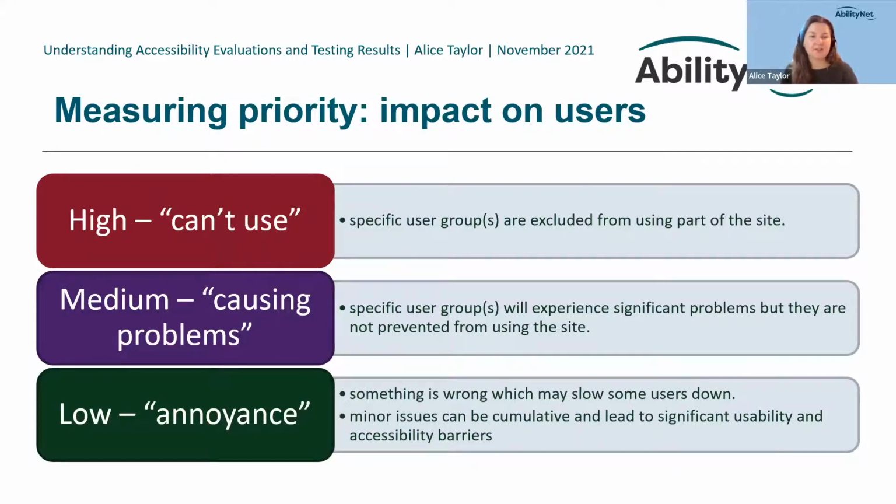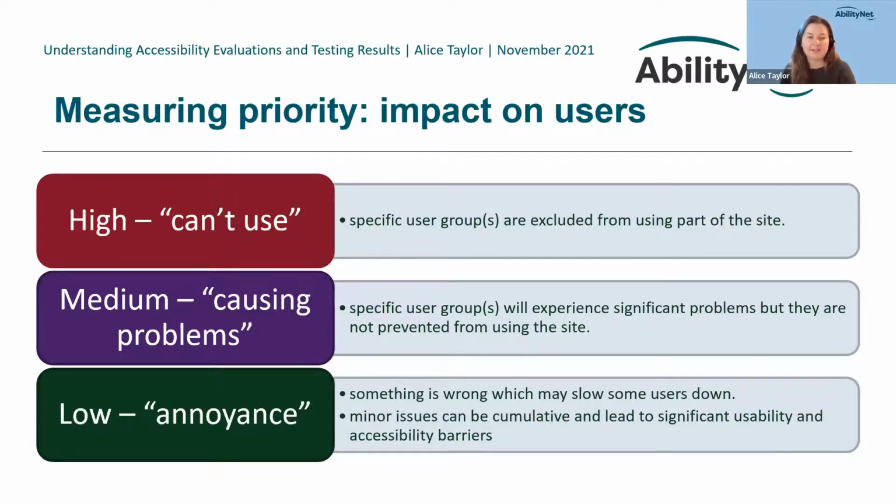Something that's medium priority could cause certain user groups problems, but it's not preventing them from using the site. So it wouldn't be a complete blocker, but it would still cause them problems. An example could be the focus order. So when you're tabbing through the page, you would expect to go from left to right across the page through the content. However, if this focus order wasn't logical and the focus was jumping around the page, the user could still access all those links, but it may be problematic and confusing for them. So that would be considered a medium priority.